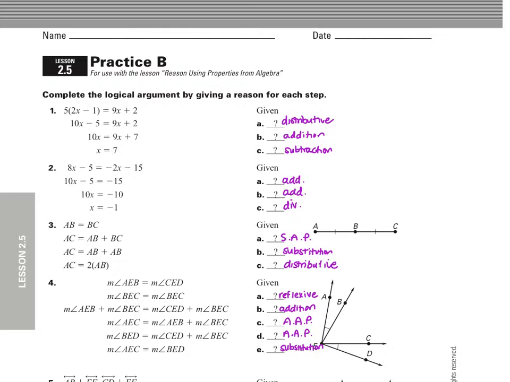So 1 is given, then distributive, then addition, then subtraction. 2, given, addition, addition, and division. 3, segment addition postulate, substitution, and distributive. 4, reflexive, addition, angle addition postulate again, and substitution.